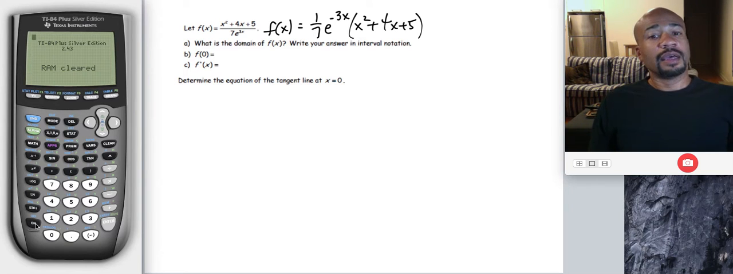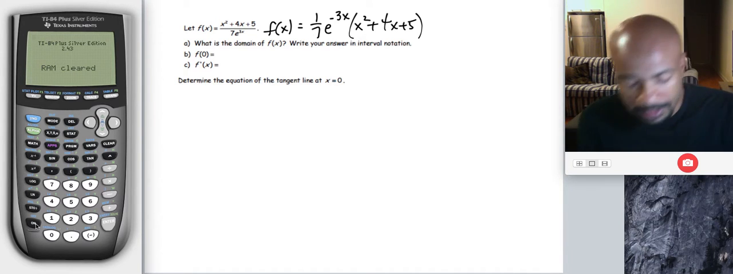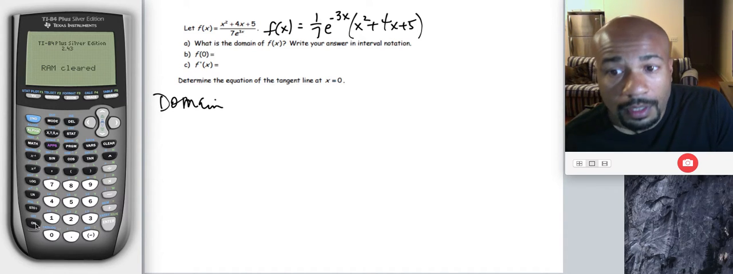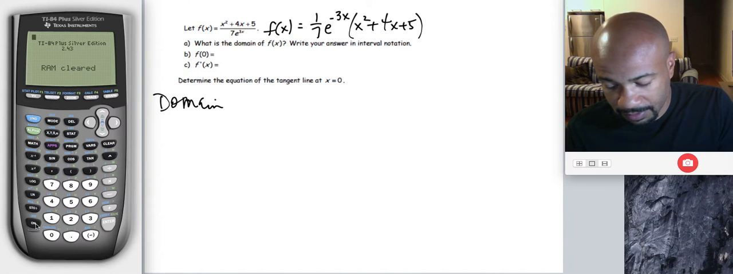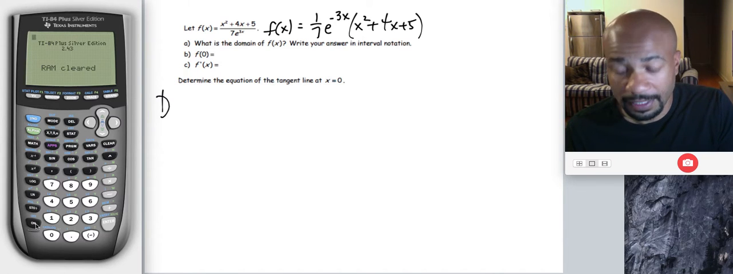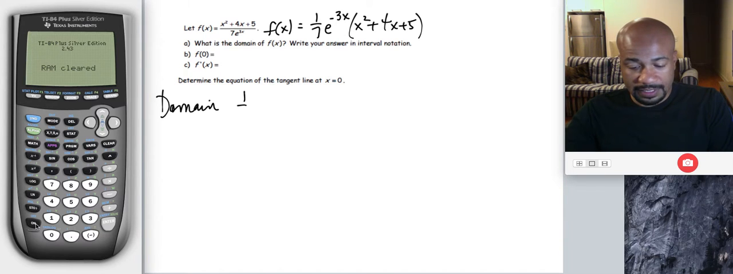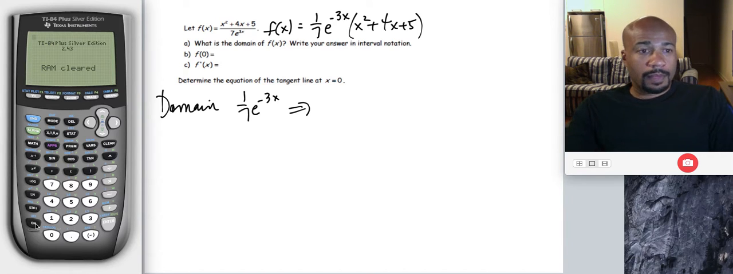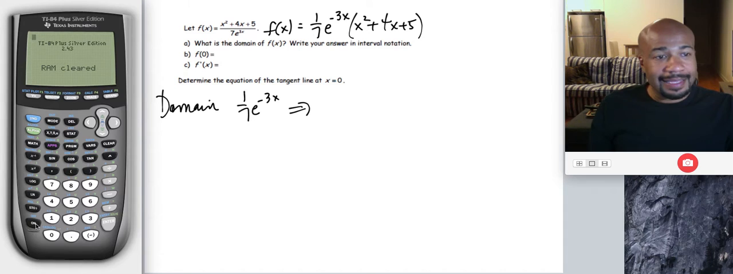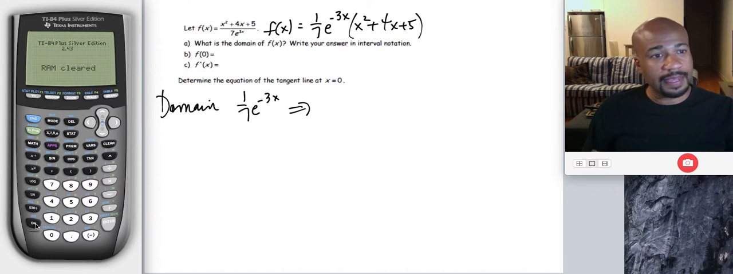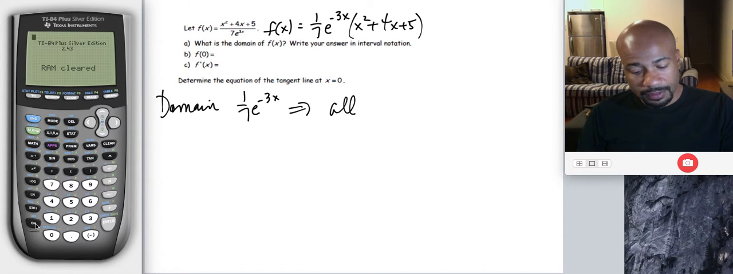Right? So one of the things about this function is that, oh, it looks like crap. Sorry. So the domain, when you look at 1/7 e to the negative 3x, that domain is all reals. You can plug in any x value, and you're going to get an answer, you're going to get a y value, right? So this is going to be all reals.